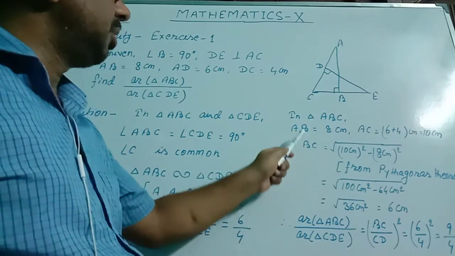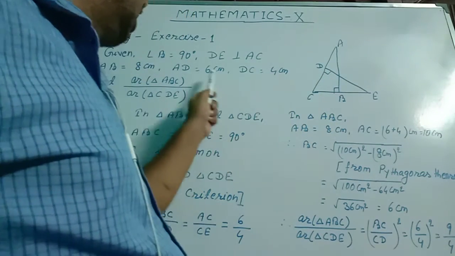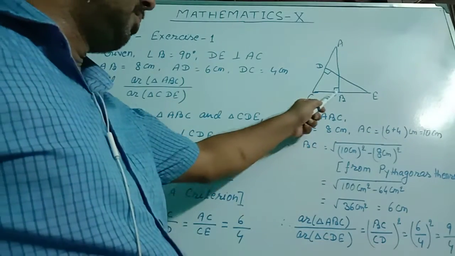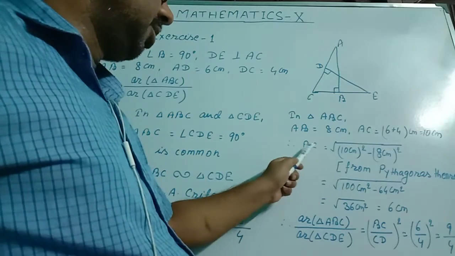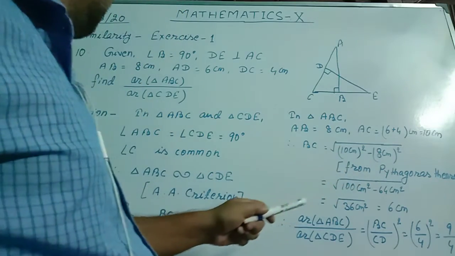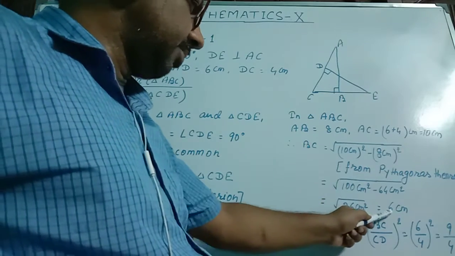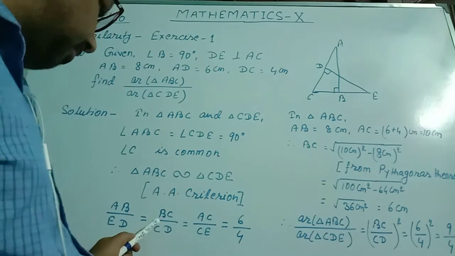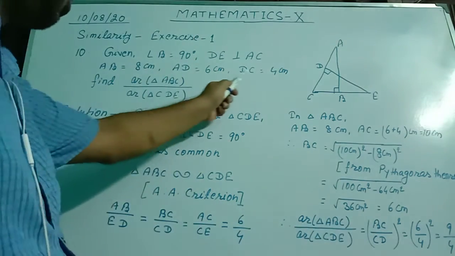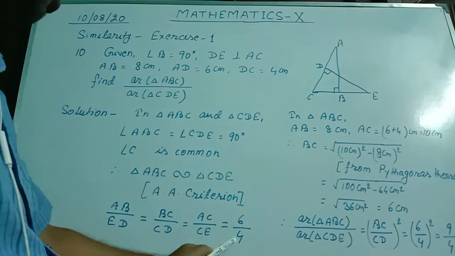In triangle ABC, AB equal to 8 centimeter and AC equal to AD plus CD, means 6 centimeter plus 4 centimeter equal to 10 centimeter. Then we found BC from Pythagoras theorem. BC equal to root of hypotenuse square minus perpendicular square. So 10 centimeter whole square minus 8 centimeter whole square, this calculation gives 6 centimeter. Now we have BC by CD. BC we got 6 centimeter and CD is given 4 centimeter. So this became 6 by 4. So all these ratios are equal to 6 by 4.